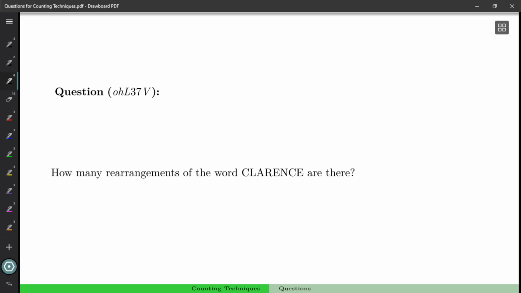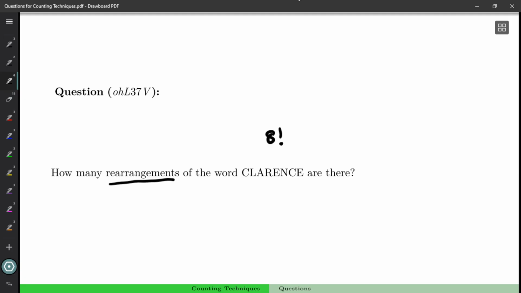How many rearrangements of the word Clarence are there? Okay. Now, the wording rearrangements might make me think, okay, we've got linear permutations. There's 8 letters here in Clarence. So we might think, oh, 8 factorial.